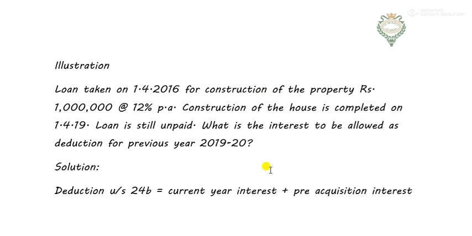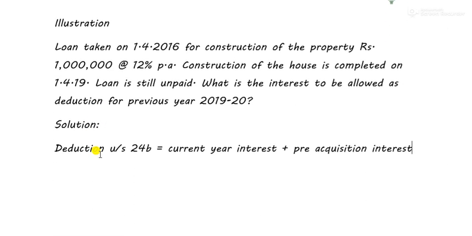Coming back to my sum, he took the loan on 1/4/2016 and the construction of the house is completed on 1/4/19. Means the whole of 2016, 2017, 2018, and in 2019 the construction was completed. As per the income tax rule, the year starts in April and ends in March. So it started in April 2016, first year, then April 2017, second year, then April 2018, third year, and it ended on March 2019. So 3 years means he has paid interest for 3 years.